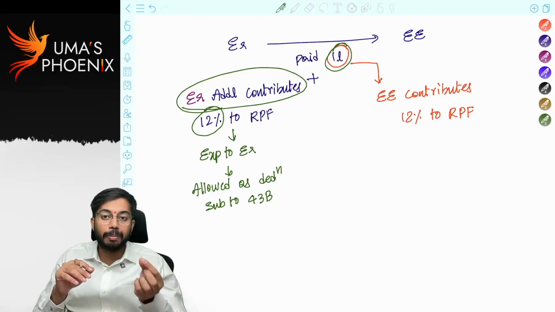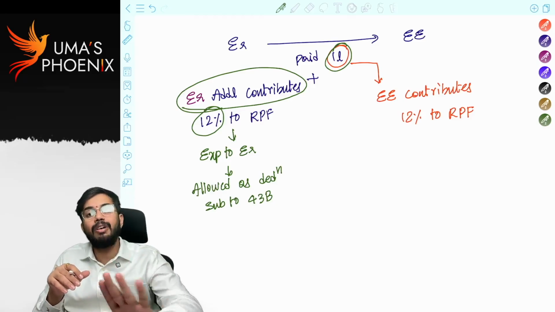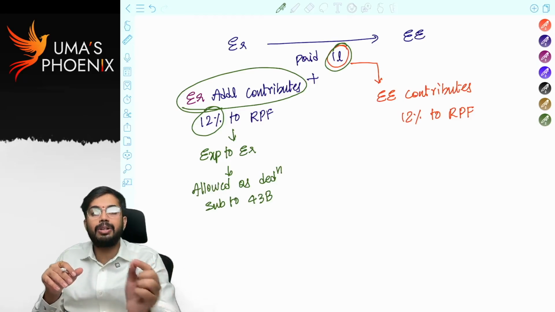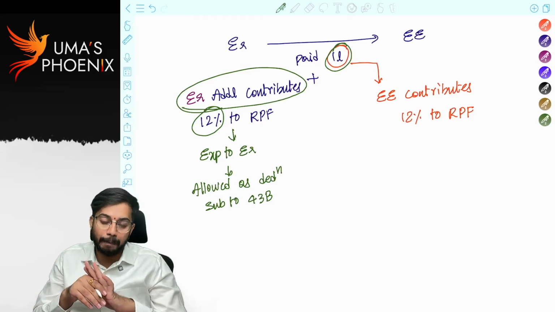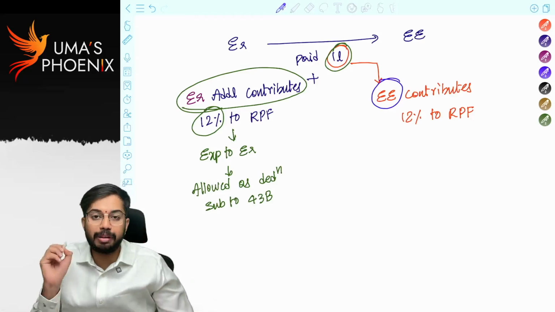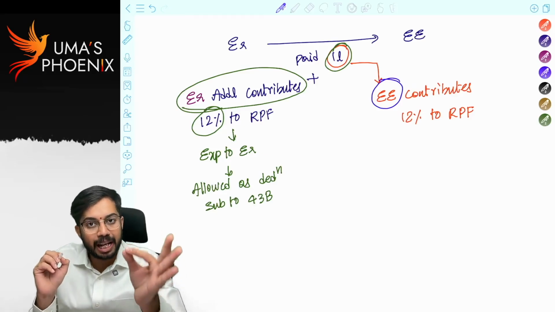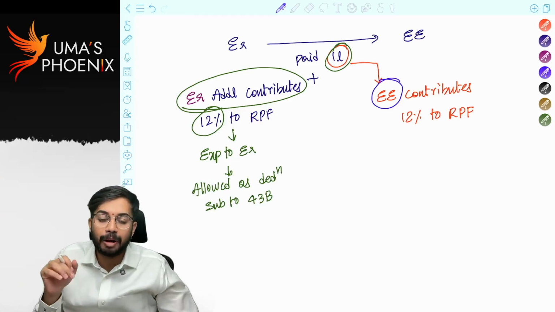So employer contribution to recognized provident fund is expenditure to employer and is also allowed as deduction to the employer, subject to the fulfillment of conditions specified under section 43B. Next, whatever this employee contribution is there, for name's sake it is employee contribution. Whether every employee pays to recognized provident fund?